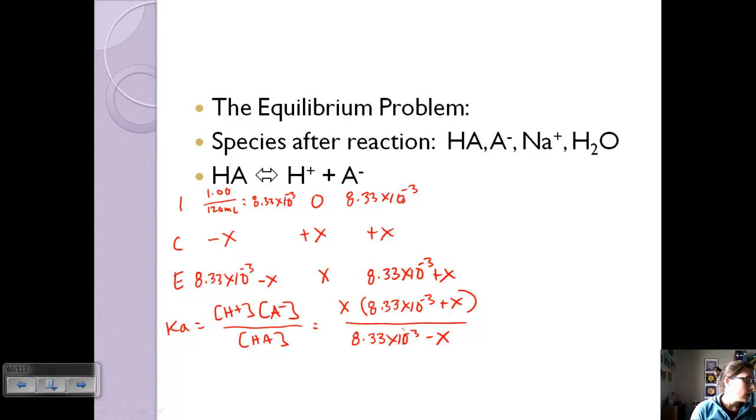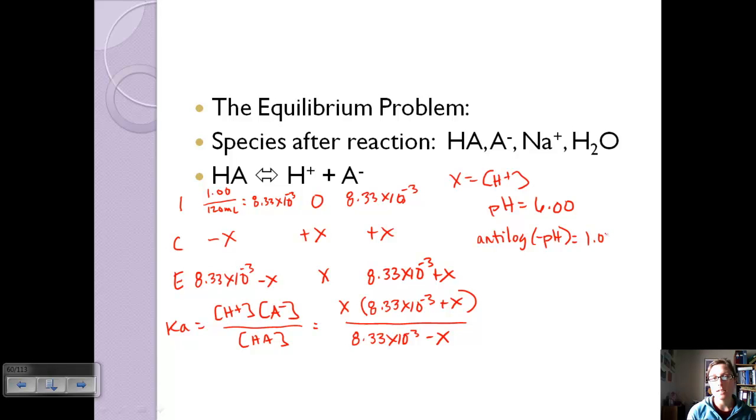Well, we know what x is, because x represents H+. We know that the pH is equal to 6, and so we can do the anti-log, or the negative log of 6, to go backwards and get the H+. And so if we do that, the anti-log of 6, yeah, then that's going to give us 1 times 10 to the negative 6th molarity, and so that's our x value, so now we'll plug that in.